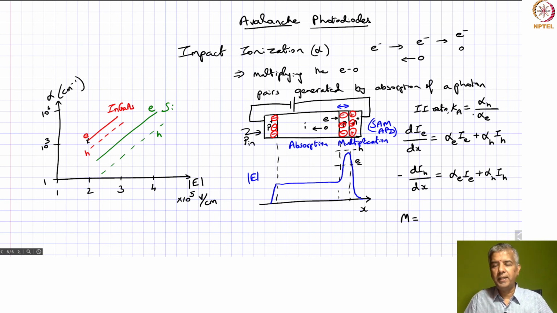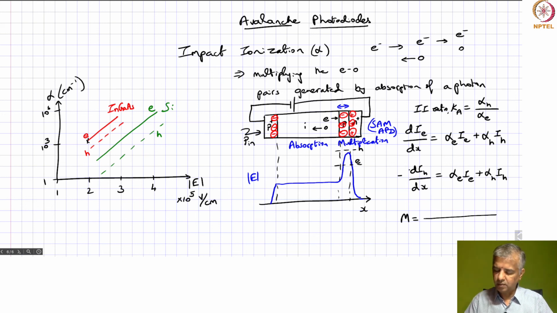And that means there is a large gap between these two thresholds. So only one type of charge carrier, in this case the electron, is generating all the impact ionization events. So that is actually a preferable condition, and that would also result in a higher multiplicative gain. So let's actually quantify that.